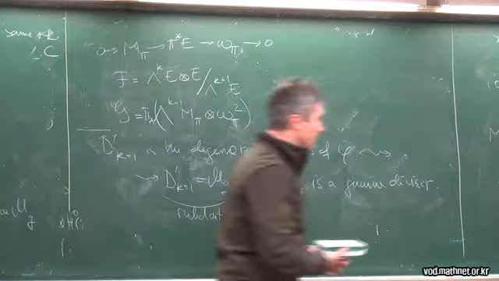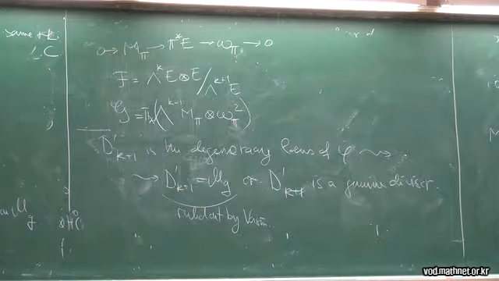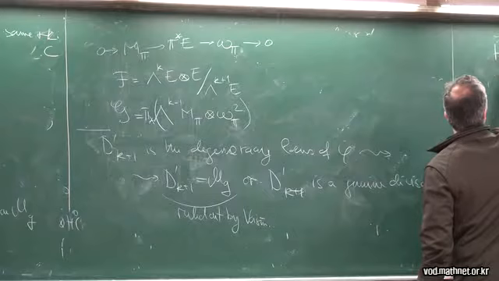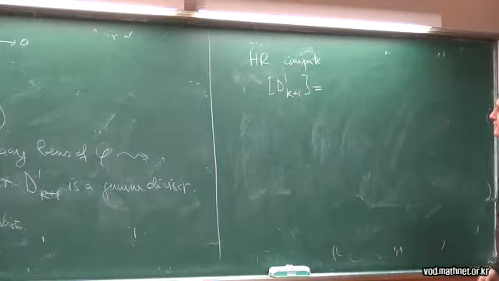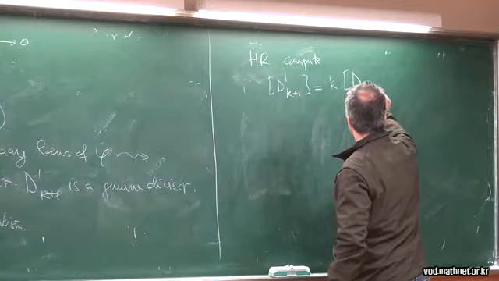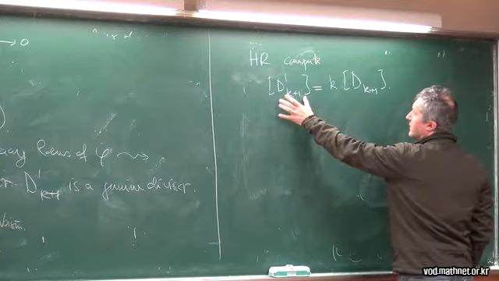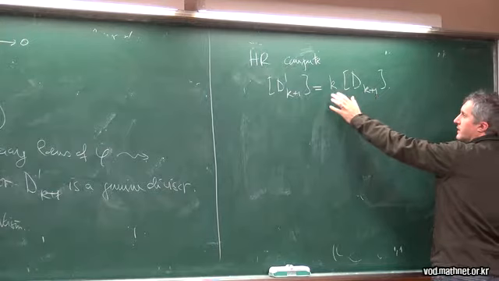And now Hirschowitz and Ramanan compute the class of this divisor, which is slightly easier than computing the class of Dk plus 1. So Hirschowitz and Ramanan compute the class of D prime k plus 1. And what they find is that this is really a multiple of Dk plus 1. If they compare the class here against the class of Harris-Mumford, then this is really k times this one.